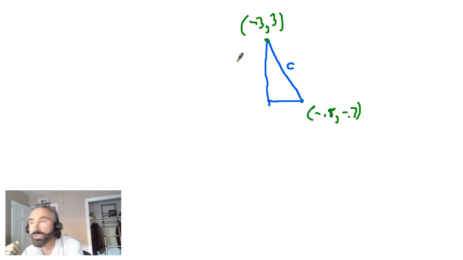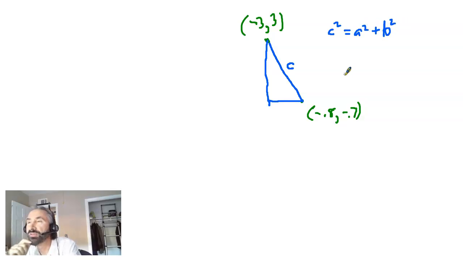And just to remind you guys, hold on. Hit pause, see if you remember what Pythagorean theorem is. Okay, here we go. I'm hopeful that you remember. It's c squared equals a squared plus b squared. If that's the case, we should be able to find the length.